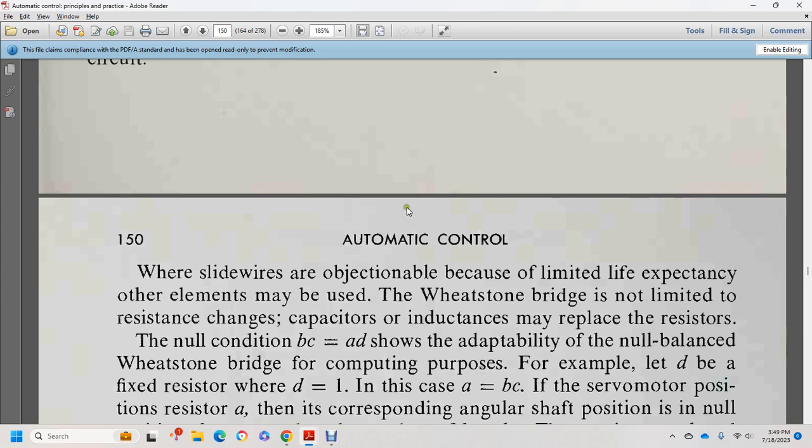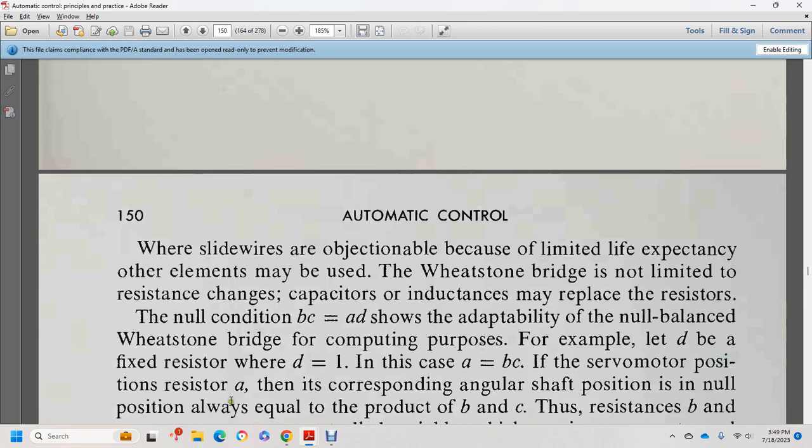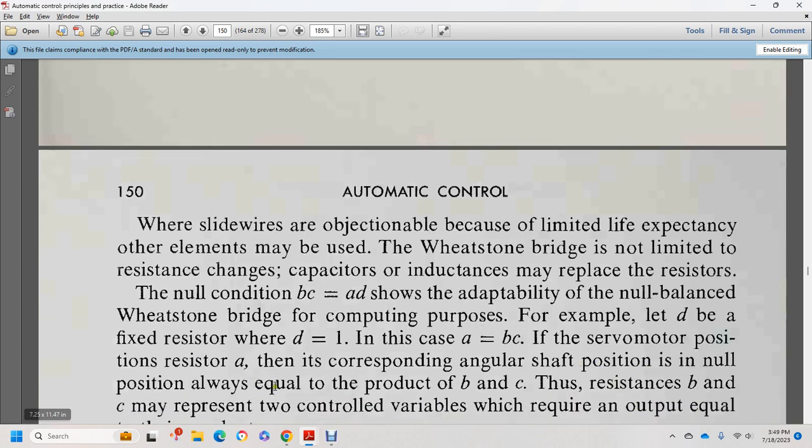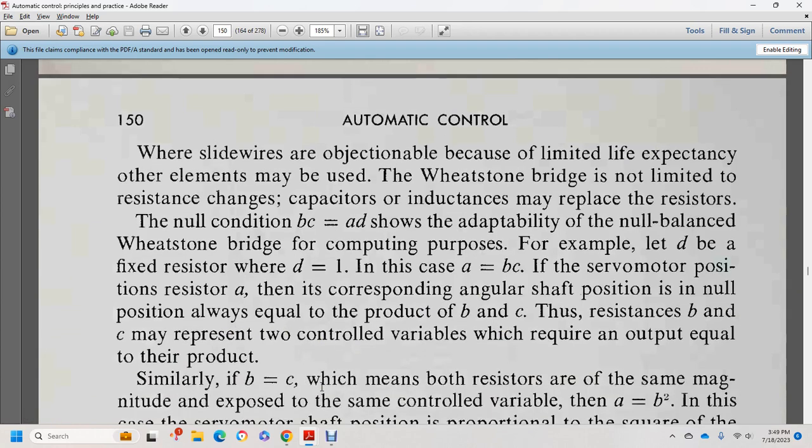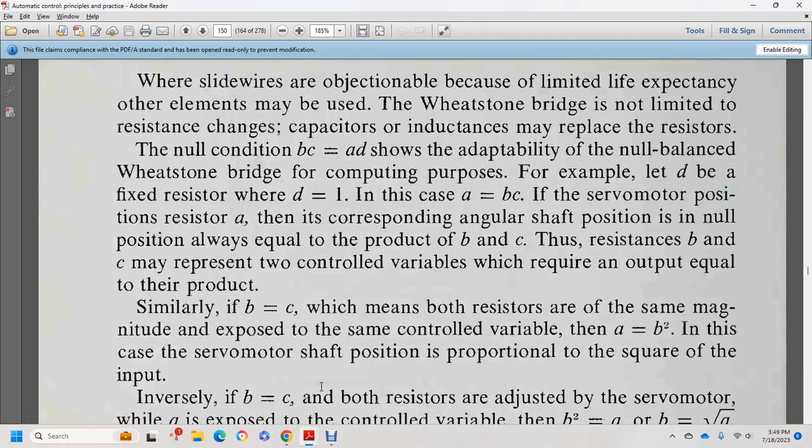For example, let D be a fixed resistor, D equal to 1. In this case, A would equal BC, with the terminal position of resistor A corresponding to the angular shaft position, with the null position always equal to the product of B and C. If the control variable is to be the output signal over the product of B and C, which means both resistors have the same magnitude and are exposed to the same control variable, then A equals B squared with this K, and the servo motor shaft position is proportional to the square of the input.